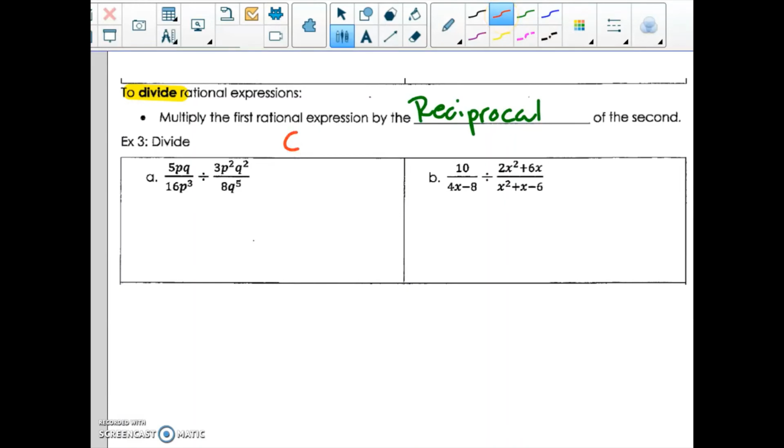So basically, in middle school or somewhere prior to this, you may have heard of keep, change, flip. Which means to keep the first fraction, leave it alone, change the division sign to multiplication, and flip the second fraction. So that's what multiplying by the reciprocal means.